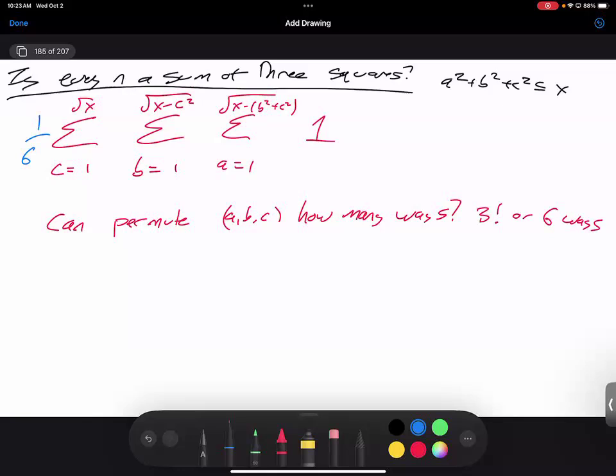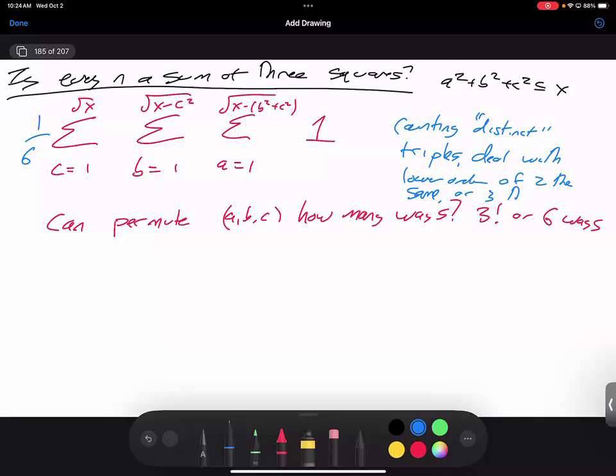And then this is counting maybe distinct triples. We have to deal with the lower order terms, where 2 are the same or 3 are the same. If all 3 of them are the same and you want the sum of their squares to be at most x, how many such triples are there?